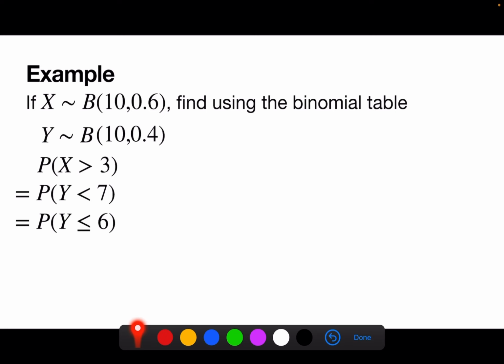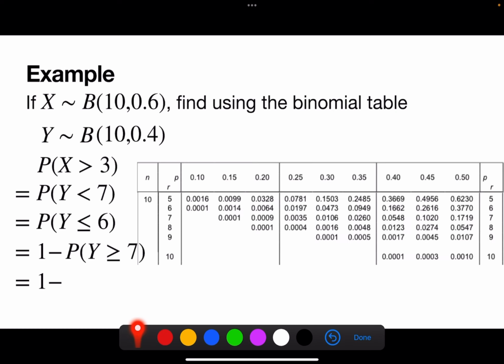So nampak je less than or equals to, kita buat 1 minus. Okay, so 1 minus, what is the value after 6? Greater than, probability of y greater than or equal to 7. Okay, so read from your table. Probability of y greater than or equals to 7, P 0.4, is 0.0548. So we're going to get 0.9452.